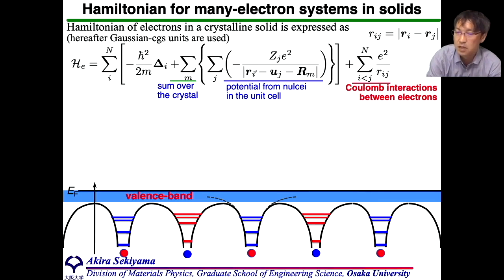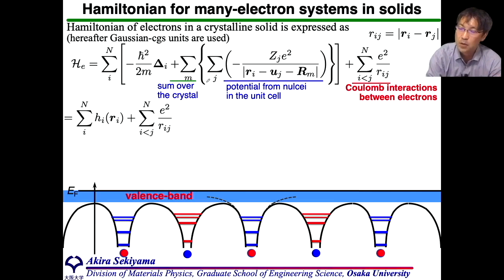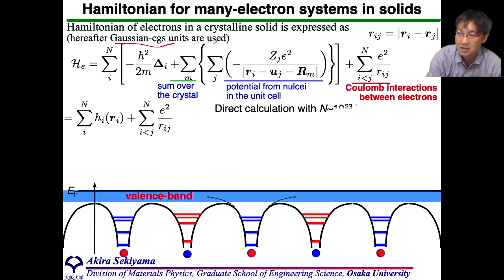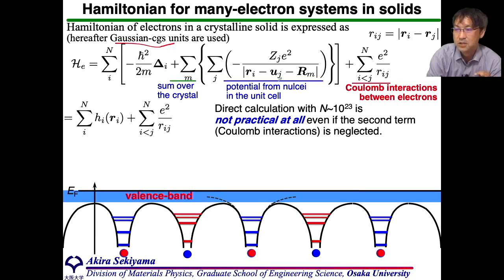These two terms are categorized in the one-electron Hamiltonian. Therefore, we can rewrite the total Hamiltonian like this one. So the first term stands for the kinetic energy of electron and potential, and the second term stands for the Coulomb interaction. Here it should be noted that I use the Gaussian CGS unit. Of course, direct calculation of this Hamiltonian is not practical at all, even if the second term, this Coulomb interaction, is neglected.